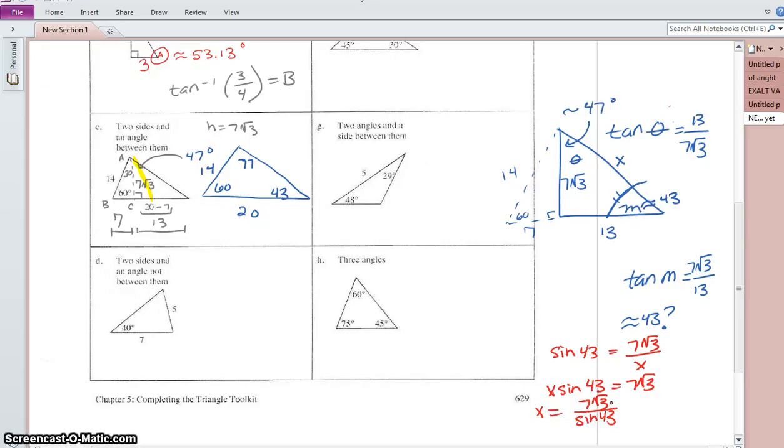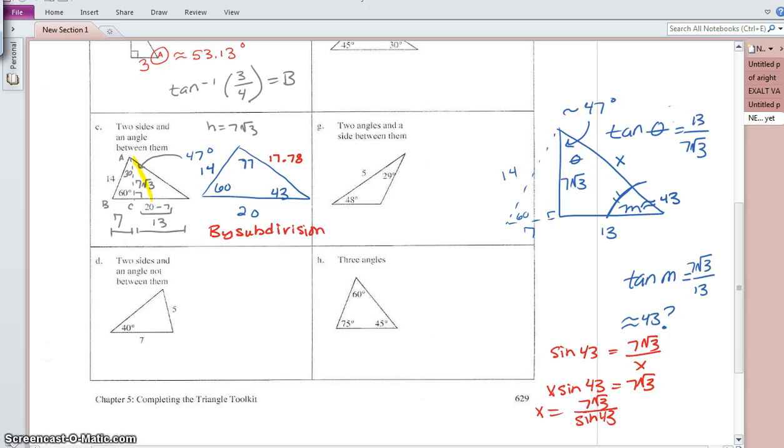So 7 times the square root of 3, that's a quantity, so I'm going to put that in parentheses in the numerator, divided by the sine of 43 is 17.78. So x is approximately 17.78. So we have now 3 side lengths and 3 angles. So those can be found by subdivision. And there's another example in here somewhere where we can use subdivision. But let's move on to D.